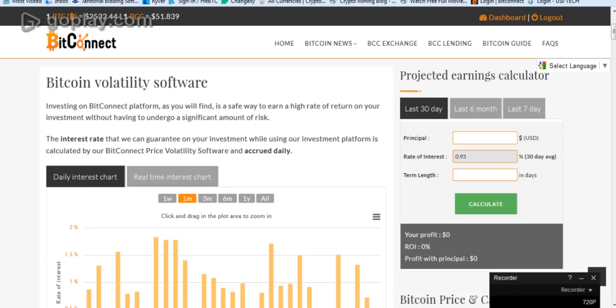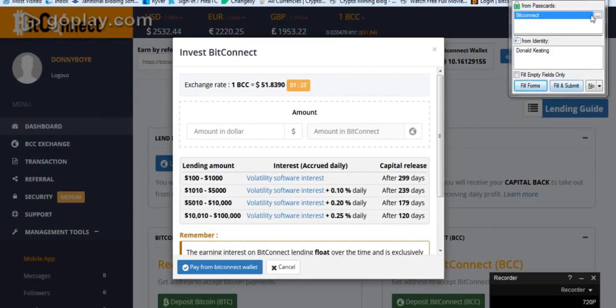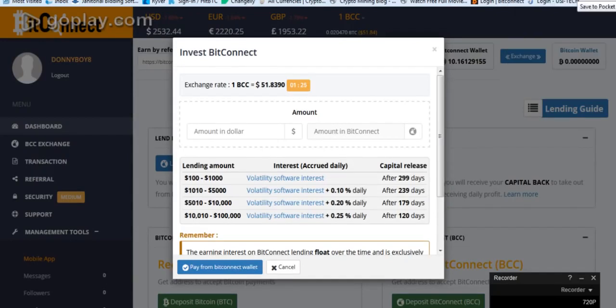And I just wanted to go over this too, because this affects the interest. There's 4 loan sizes or tiers. The first one is just your minimum loan, which is $100 up to $1,000. You would get that daily interest rate that I just showed you. If you go up to $1,010 to $5,000, then you would get the daily interest plus 0.1 extra, and you get your initial investment back in a little quicker time, 239 days. Then if you do your initial loan of $5,010 to $10,000, you get the daily interest rate plus 0.2, and your return is 179 days now.